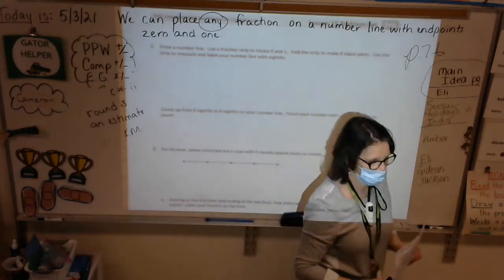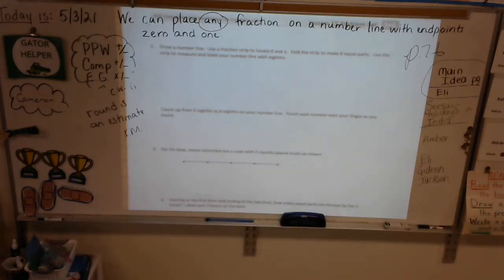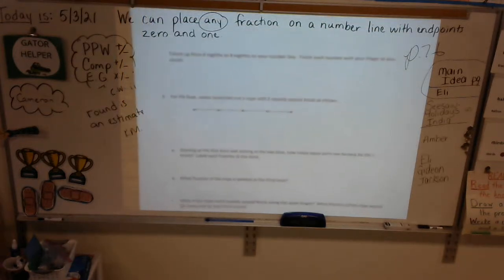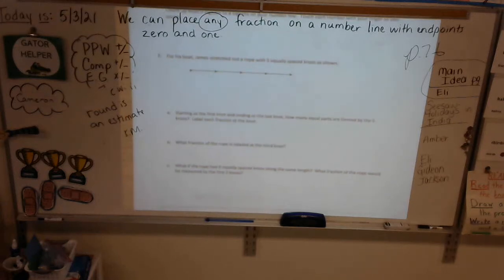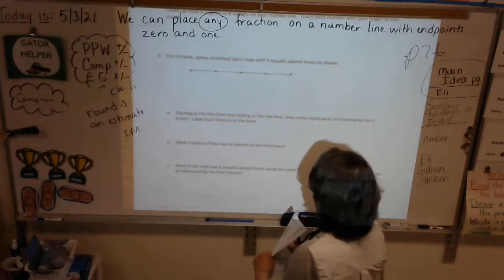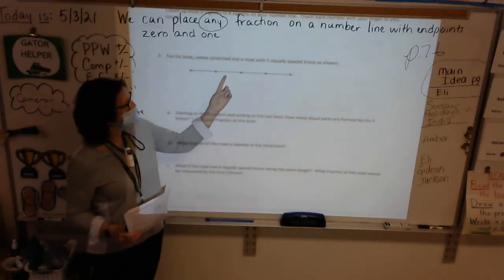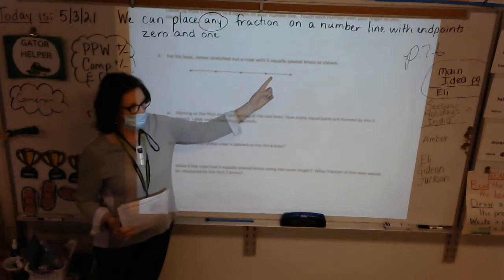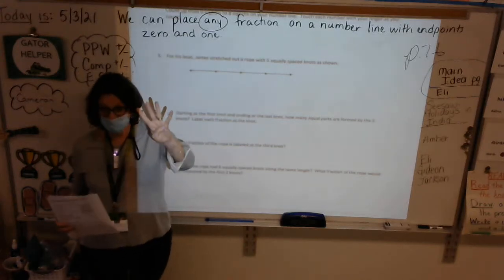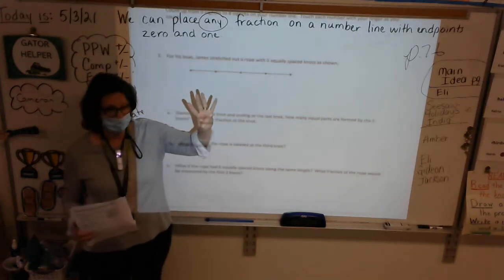Okay, let's look at the next one. The next one is very tricky. Okay, number 3 says, for his boat, Jamie stretched out a rope with 5 equally spaced knots as shown. Starting at the first knot and ending at the last knot, how many equal parts are formed by the 5 knots? Let's count them, class. How many parts are there? 1, 2, 3, 4. There's 5 knots, but there are 4 equally spaced parts, right?